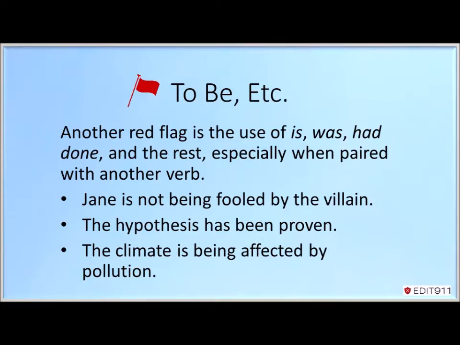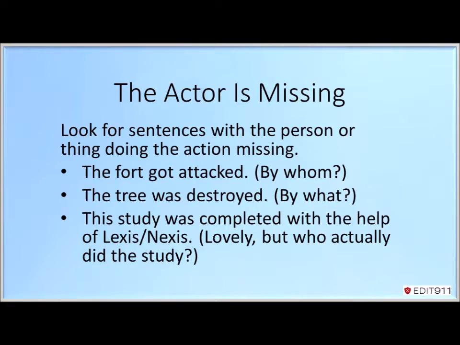The much more definitive issue for these kinds of sentences isn't the verb, but the actor of the verb, who is missing or misplaced. The fort got attacked. That's nice. By whom? The tree was destroyed. By what? The study was completed with the help of LexisNexis. Well, that's nice. But who actually did the study?